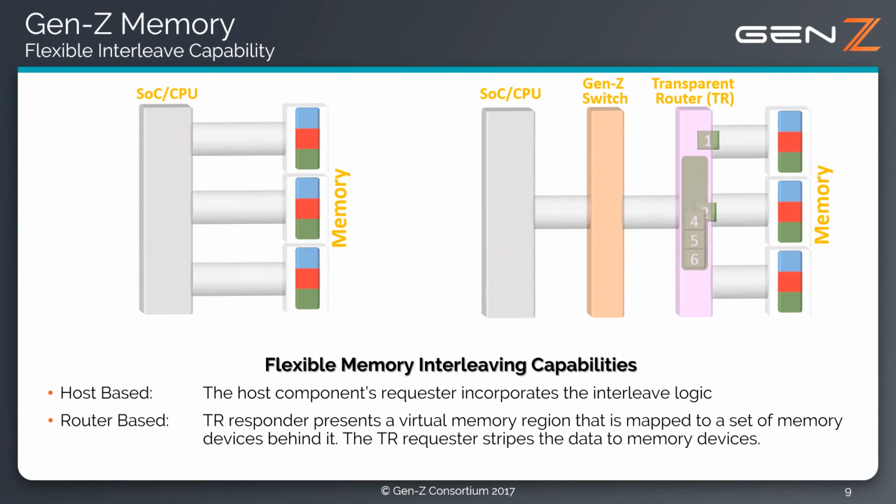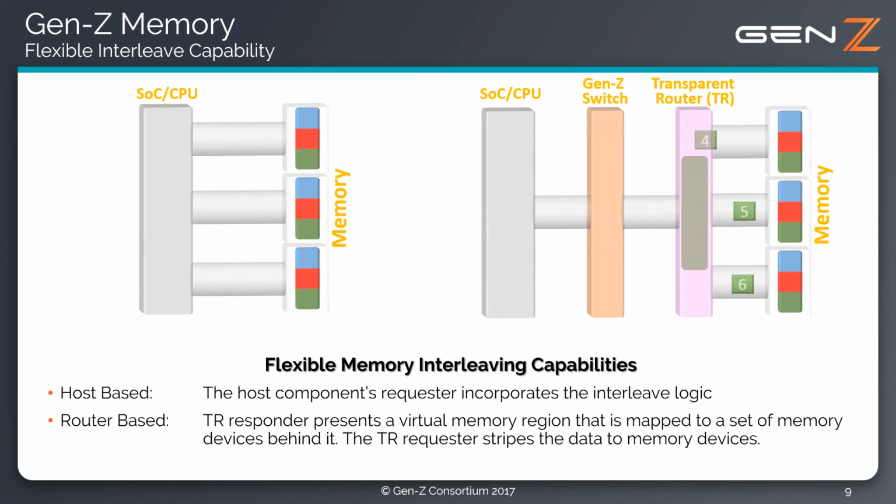The interleaving functionality is part of the Gen Z memory management function specified as the requester ZMMU, or memory management unit. The Gen Z core specification currently specifies two interleave granularities, 64-byte and 256-byte.